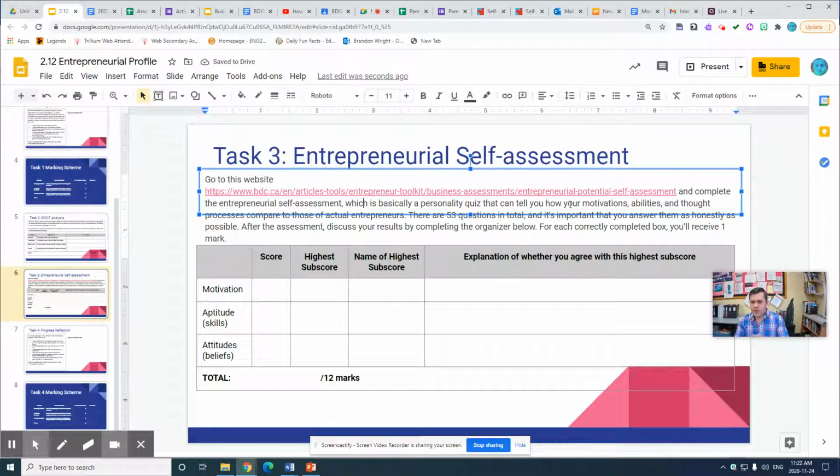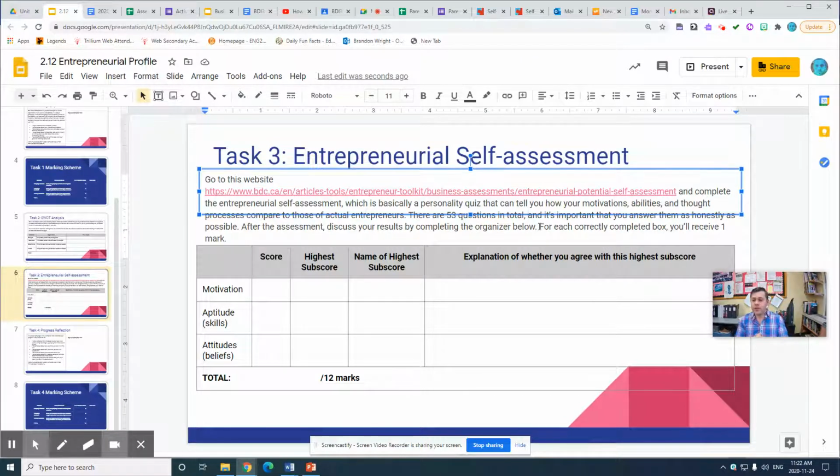Now, this is a personality quiz about your motivations, your abilities, and your thought processes or your attitudes compared to actual entrepreneurs. Now, there are 53 questions in total. Most of them are just multiple choice. And I do want you to answer them as honestly as possible. Then after the assessment, discuss your results by completing the organizer below.